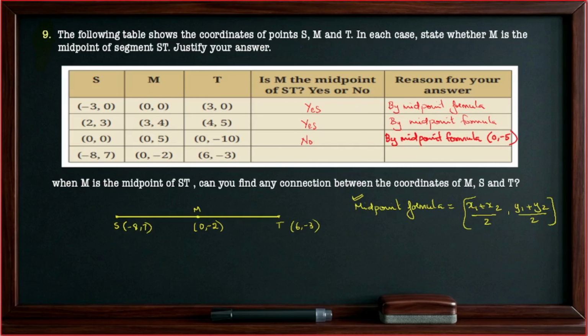So this is x1, y1, x2, y2. So using the midpoint formula, we can write this as (minus 8 plus 6) by 2, comma (7 plus minus 3) by 2, which is equal to minus 2 by 2, comma, here this is 7 minus 3. Okay, or I will write this for you. This plus minus will become minus, and this is minus 1, comma 4 by 2.